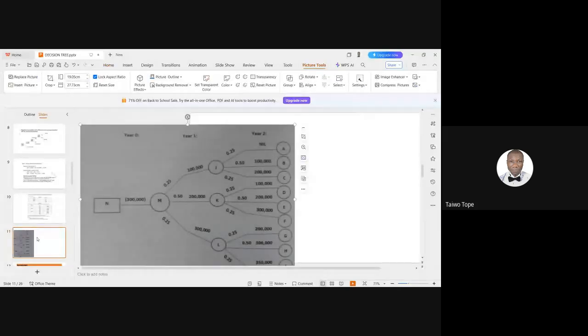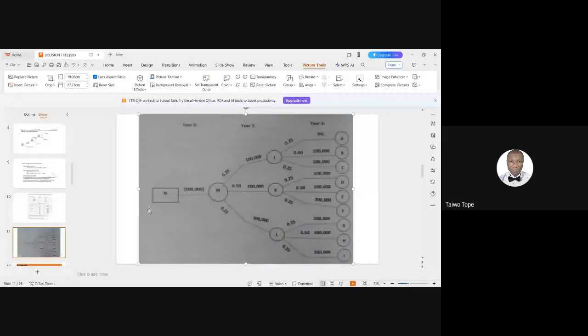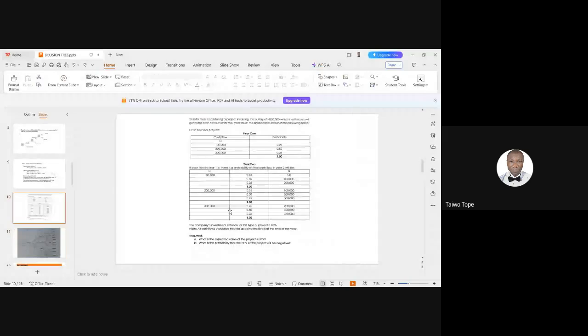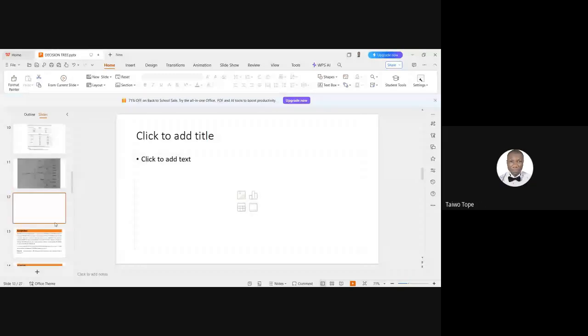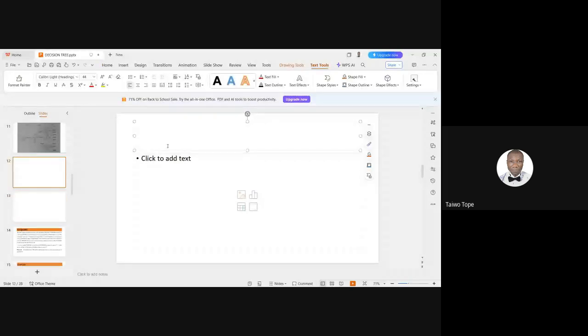Take note. The discount factor is what? The company's investment criteria for this type of project is 10%. So what are we going to do now? Let's present it.